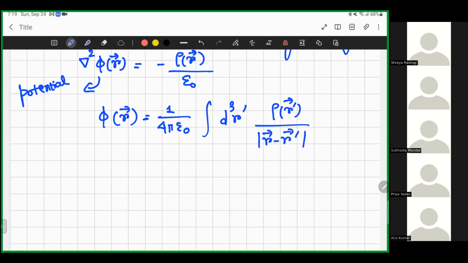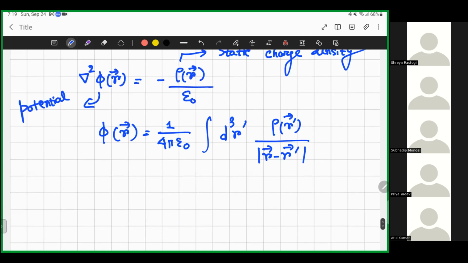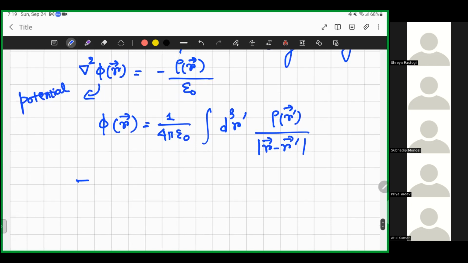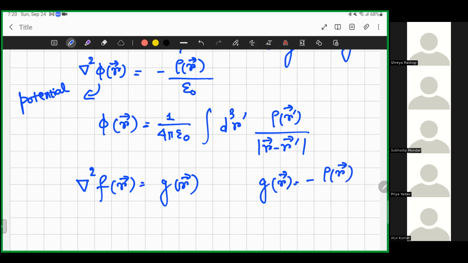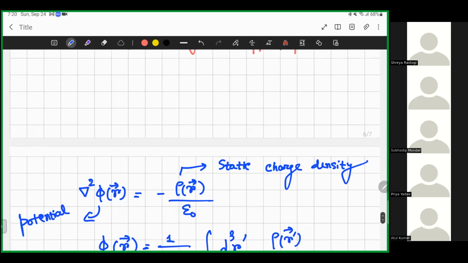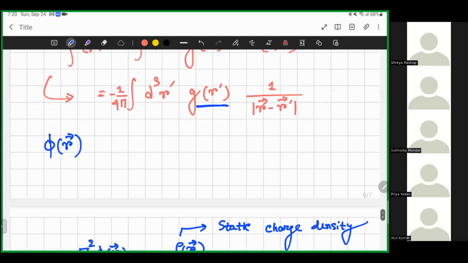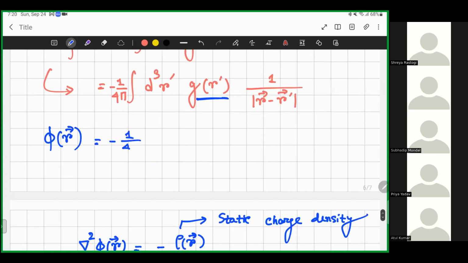So this is the form. Now, if we want to solve this equation using the Green function, we already know this is like the Poisson equation. What was the Poisson equation? This was the Poisson equation. So here, just g(r) is minus rho(r) divided by epsilon. You can put it here directly. Then essentially phi(r) will be: instead of g(r), we have to put minus 1 by 4 pi.